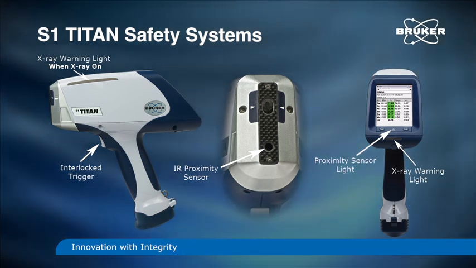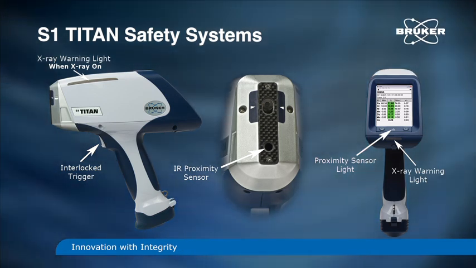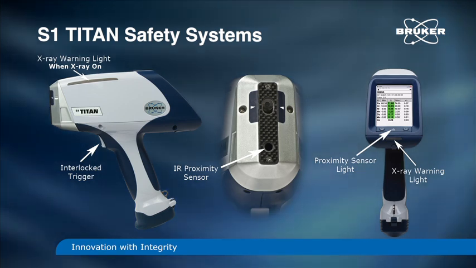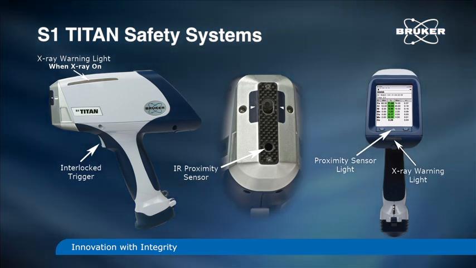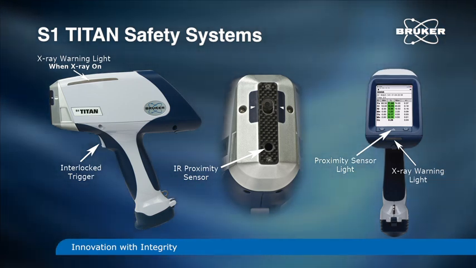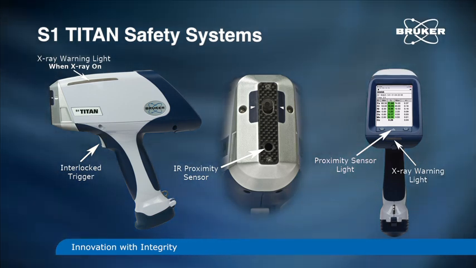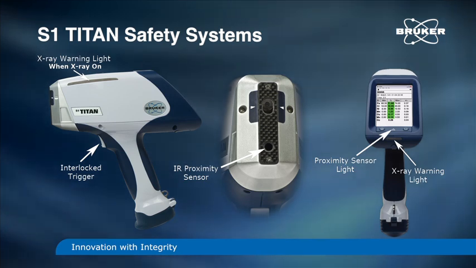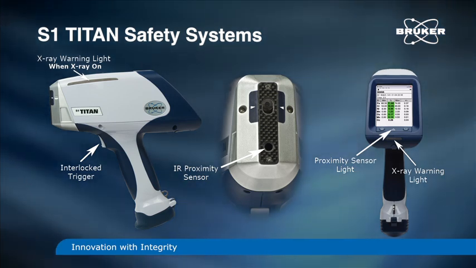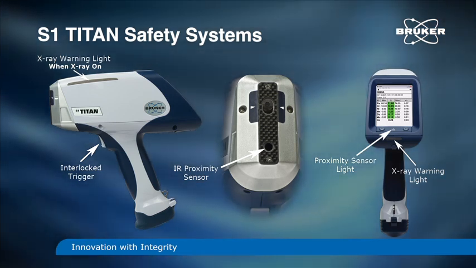The operator trigger interlock requires the operator to pull the trigger in the manual mode to generate X-rays. If the trigger is released, the X-rays stop. Red X-ray warning lights illuminate on the side of the instrument and/or beneath the screen, indicating the generation of X-rays. If the lights fail, X-rays cannot be generated.